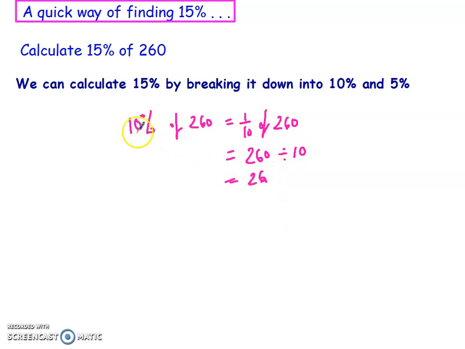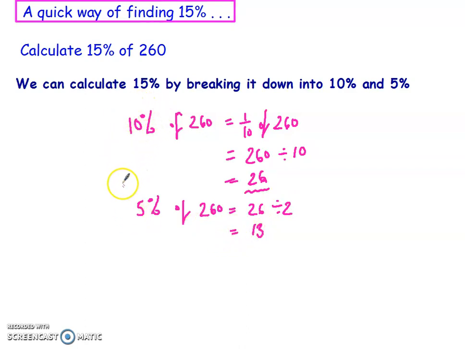Now, it would be important at this point to try to form a link between 10% and 5%. And again, we would spend a wee bit of time discussing in class that to find 5%, we would just halve the value we already had for 10%. So 5% is just half of this value, which means we would find half of 26, and that would give us the value of 5%. So 5% in this case of 260 would be 26 divided by 2, and that would be 13.